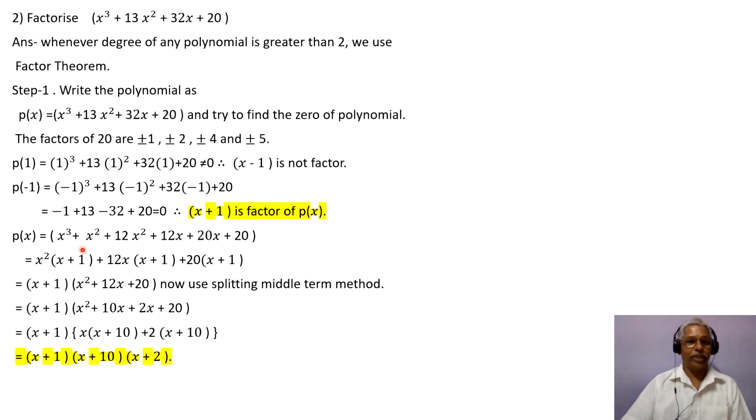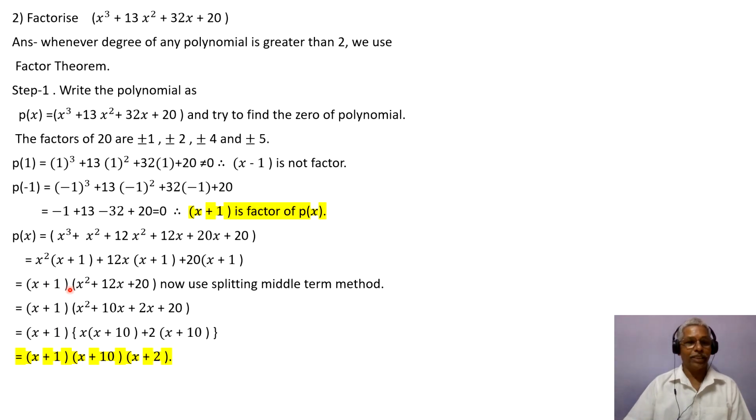So now take x square common in these two terms, so x plus 1. Now 12x common in these two, so x plus 1, and 20 common in these two, so x plus 1. Now we can take x plus 1 common. We are left with x square plus 12x plus 20. Now use the splitting middle term method. So it's very simple now.